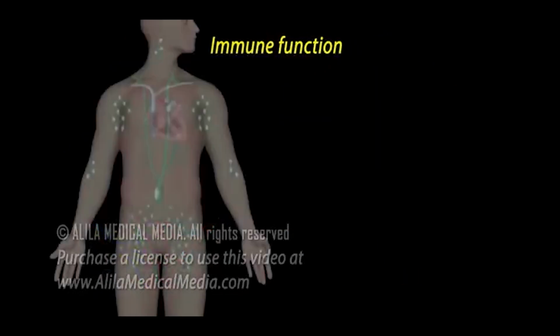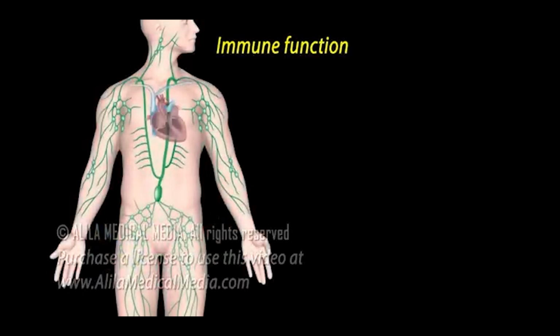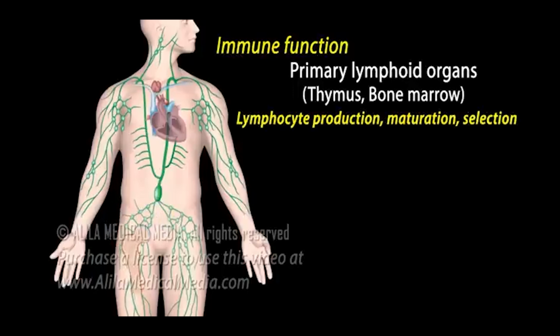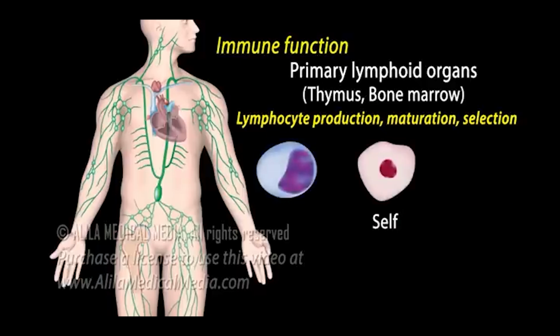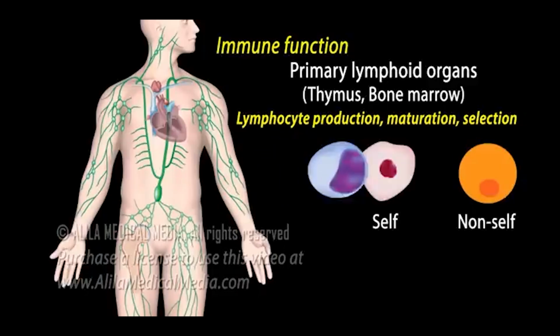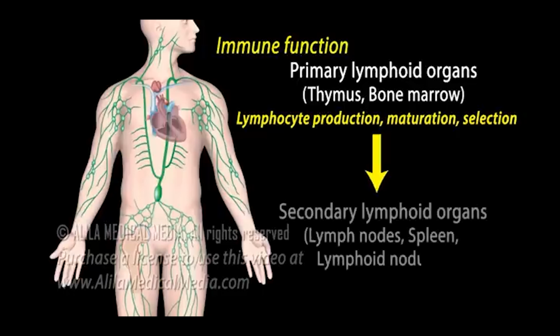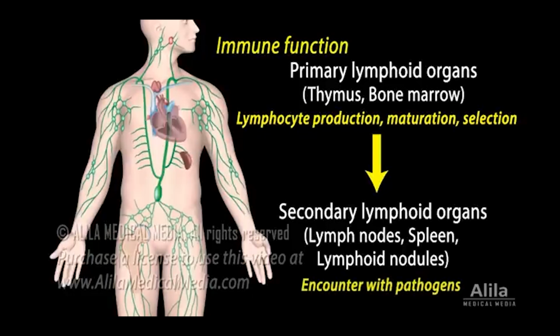The lymphatic system also includes lymphoid organs. Primary lymphoid organs, the thymus and bone marrow, are the sites of lymphocyte production, maturation, and selection. Selection is the process in which lymphocytes learn to distinguish between self and non-self so they can recognize and destroy pathogens without attacking the body's own cells. Mature lymphocytes then leave the primary for the secondary lymphoid organs, the lymph nodes, spleen, and lymphoid nodules, where they encounter pathogens and become activated.